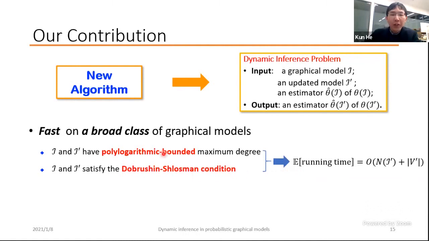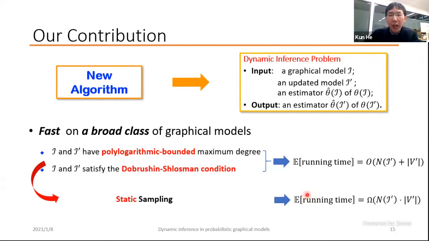Actually, for most such instances, the only applicable static inference algorithm is MCMC sampling. Thus, the expected running time of the static sampling is no less than the product of N_I prime and the size of V prime. Therefore, our dynamic algorithm achieves a significant speed up.